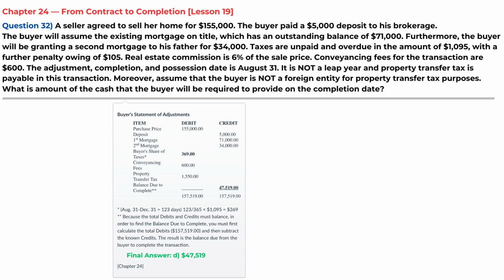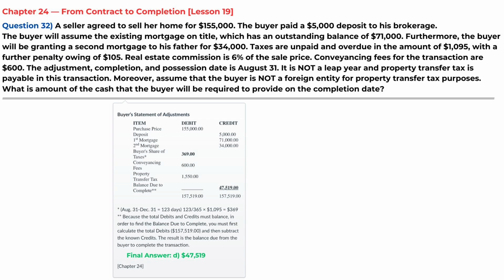Credit. Buyer share of taxes, $369,000. Debit. Conveyancing fees, $600,000. Debit. Property transfer tax, $1,550. Debit. Balance due to complete, $47,519.00. Credit. The total credit and the total debits balances out to $157,519.00. August 31st to December 31st equals 123 days.